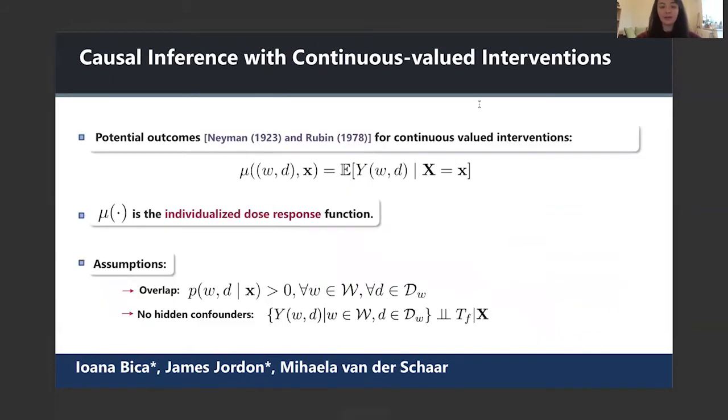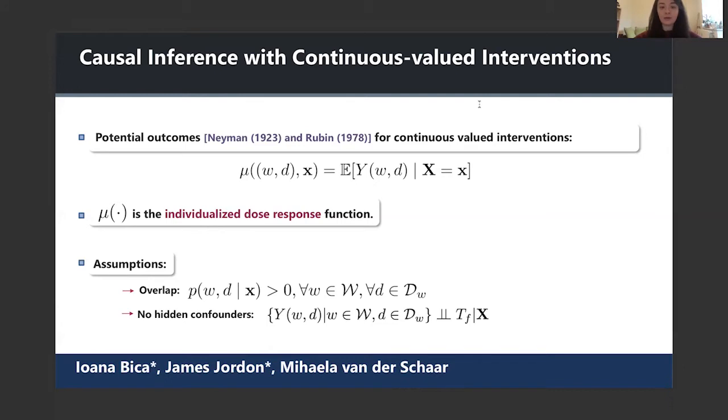Now, following Rubin and Neyman's potential outcomes framework, we assume that for all treatment dosage pairs, there is a potential outcome. And our aim is to estimate the individualized dose response curves, which consists of all potential outcomes, both factual and counterfactuals, given the patient characteristics. To be able to identify the potential outcomes from the observed data, we make the following two assumptions: overlap and no-hidden confounders. Overlap means that each patient has a non-zero probability of receiving each treatment and dosage pair. And no-hidden confounders means that we observe all patient covariates that are affecting the treatment assignment and the patient outcome. This is needed to be able to correctly adjust for the confounders when estimating the individualized treatment effects.